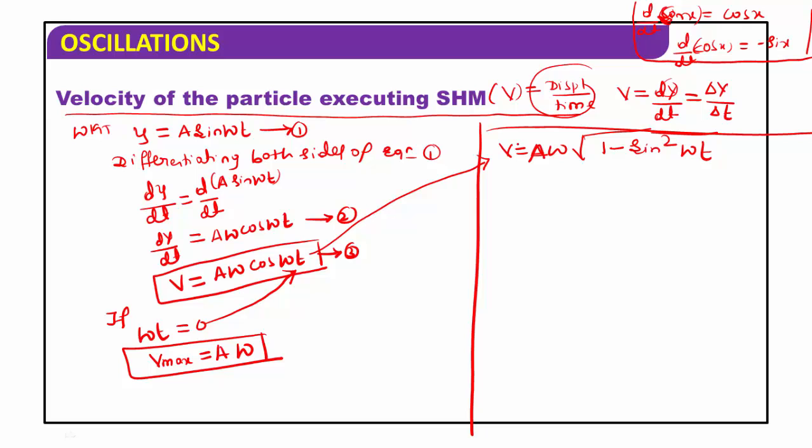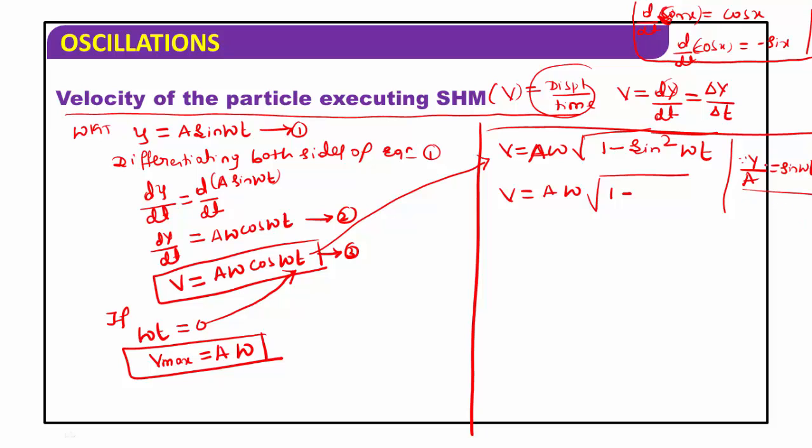But here v is equal to a into omega root of 1 minus... you know another formula, that is y divided by a is equal to sine omega t. Displacement divided by amplitude or radius. OM divided by OP, which we took earlier, is equal to sine omega t.